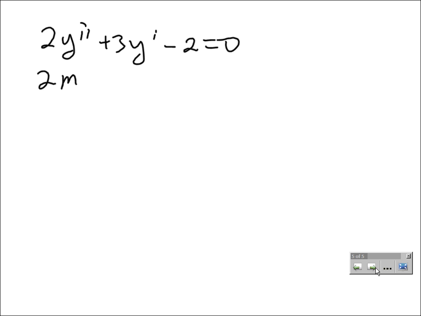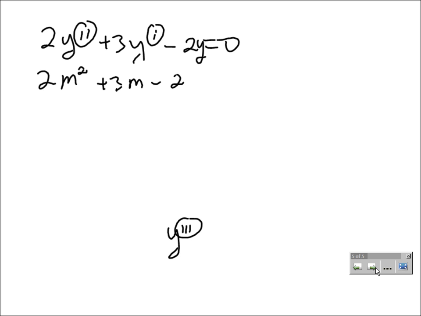Suppose you had 2y double prime plus 3y prime minus 2y is 0. So it's going to be 2m, second derivative, second power, plus 3m, first derivative, first power. But you don't have to write the first power, just write m. Minus 2y, excuse me. And the derivative number of y, like the derivative number of this would be 3. The derivative number of just y would be 0.